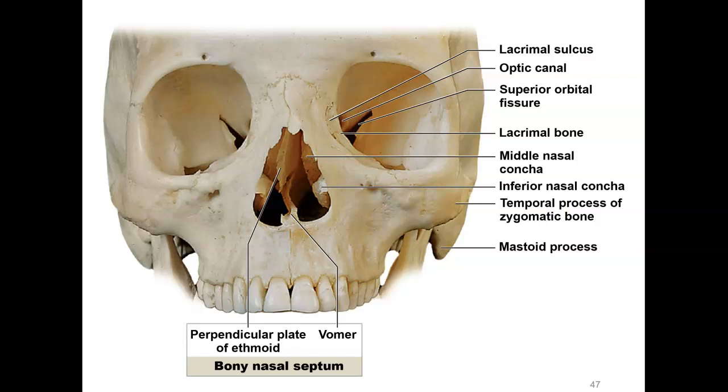Now we're looking over to the side. We have our lacrimal sulcus, which is going to be in the lacrimal. You're going to have the optic canal, where the optic nerve will come in, the supraorbital fissures, that lacrimal bone. You see the middle nasal concha, the inferior nasal concha, temporal process of the zygomatic bone, and then that mastoid process, which is part of the temporal bone as well.